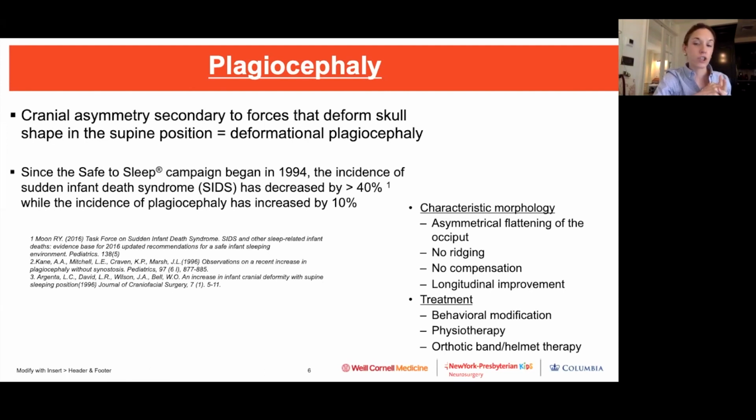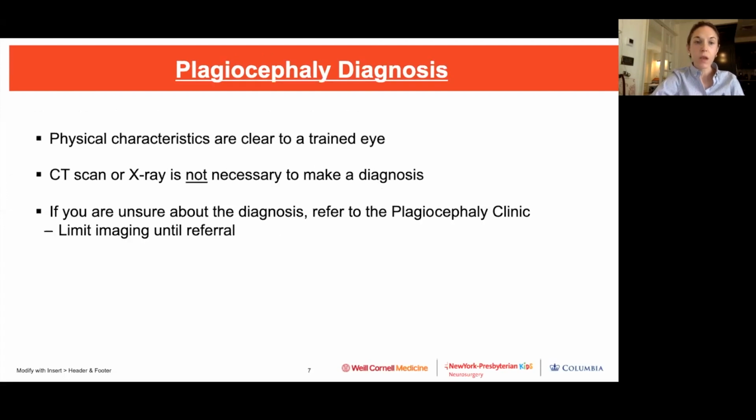The treatment for this is just behavior modification. You get these kids on their bellies, aggressive tummy time, physical therapy for the torticollis, plus or minus helmet therapy. I'm very against helmeting. I think it just doesn't have a role. We've found over the last 10 years that children get better on their own exactly the same as what helmet therapy would accomplish. So I tend to stay away from it.